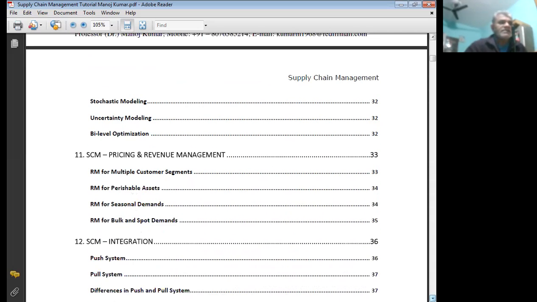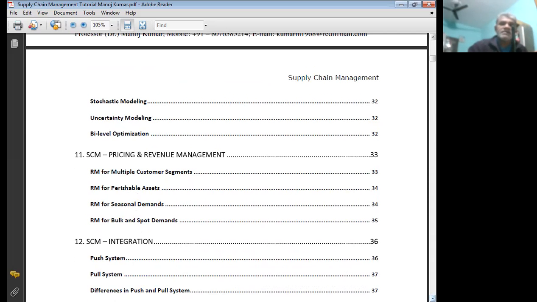Then supply chain pricing and revenue management. Revenue management for multiple customer segments, revenue management for perishable assets, revenue management for seasonal demands, revenue management for bulk and spot demands.